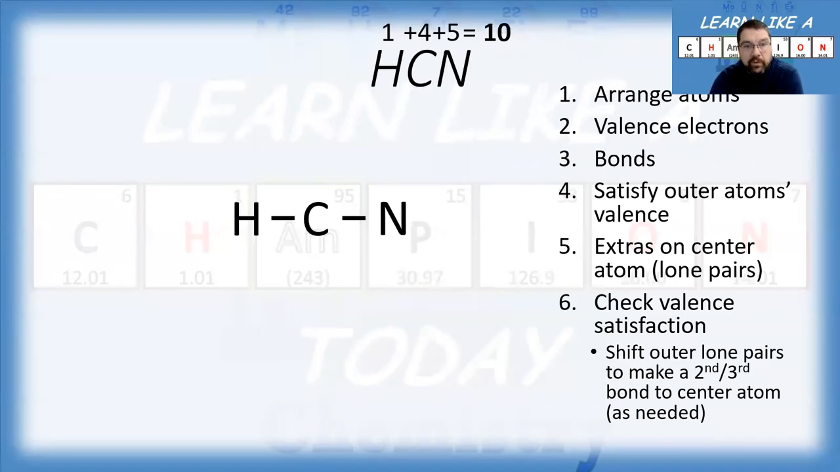Distributing to our bonds first, those would be sigma bonds that we're forming there. Each of them uses up 2 electrons, so that's 4 that have been used. We're down to 6. So check the outside atoms. Hydrogen doesn't need any more. Nitrogen is in need of 6 to satisfy its valence shell, so we're going to put them all on there. And once again, we're out of valence electrons, so there's no extras to put on the central atom as lone pairs. The hydrogen and the nitrogen are valence shell satisfied, but the carbon, once again, only has 4. So this structure will not work as written here. We still have to do some work to get carbon to its octet and valence shell satisfaction.